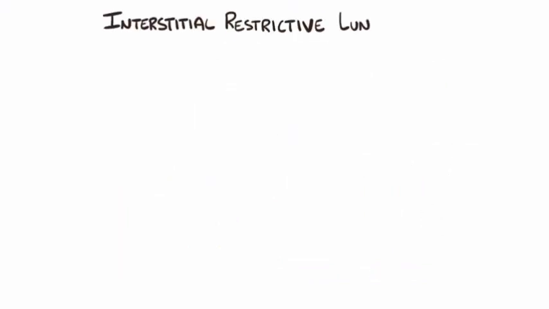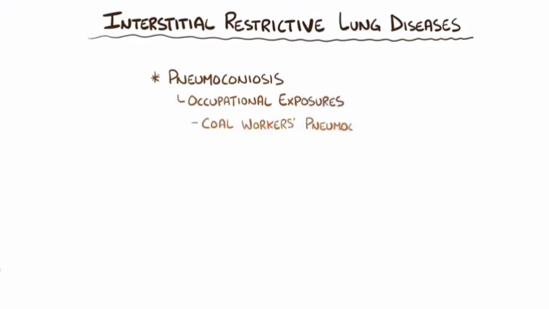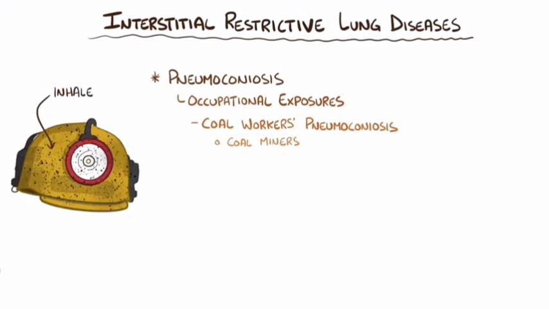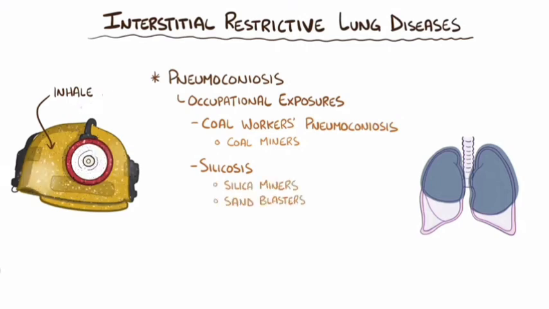In interstitial restrictive lung diseases, the lung tissue gets damaged in various ways. The first large category of these diseases is called pneumoconiosis, which is a broad category that includes the diseases that result from occupational exposures. Coal workers' pneumoconiosis happens in coal miners who inhale tiny particles of coal or carbon dust, which mainly settle in small airways in the upper lobes of the lung. Silicosis is another type of pneumoconiosis, and it happens in silica miners and sandblasters who inhale silica particles which also settle in the upper lobes of the lung. This can cause fibrotic nodule formation in addition to macrophage dysfunction, causing an increased risk of tuberculosis infections.